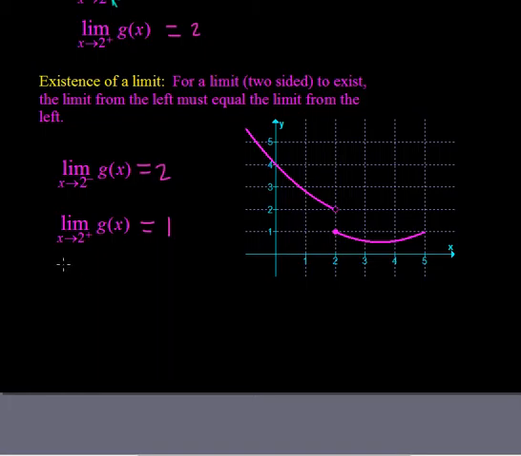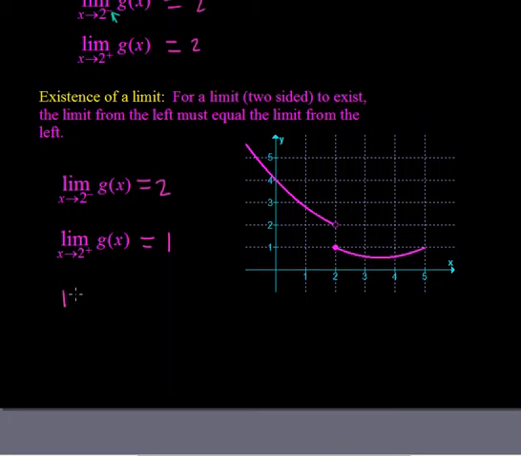So we'll say that the limit as x approaches 2 of g of x, we'll say it does not exist, D and E. Okay, and that's because the limit from the left does not equal the limit from the right.